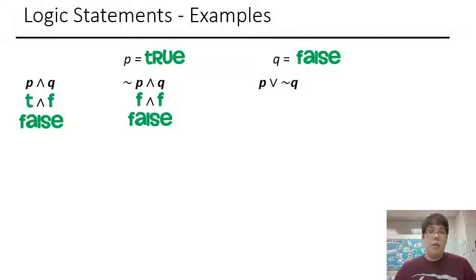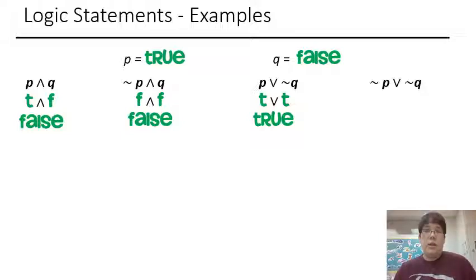Okay, let's look at another one. All right, so let's read this one. We have P or not Q. I want you to go ahead and write down what that would be. P or not Q. Substitute in the true and false. All right, so hopefully you got that that is true or true. The reason is because not Q would be not false, which is true. Now, true or true is going to give you a true statement.